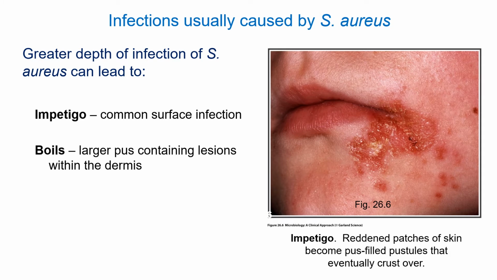We can get deeper into the tissue. We'd have things like boils. These tend to have a little bit more into the dermis and a lot more pus.